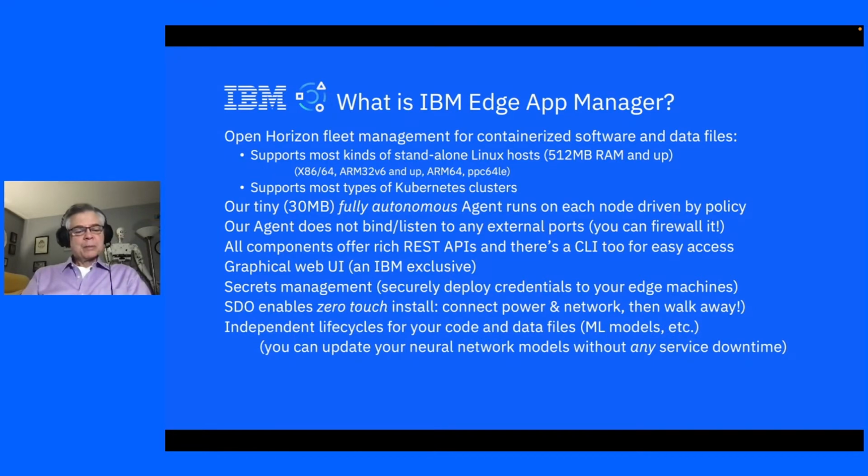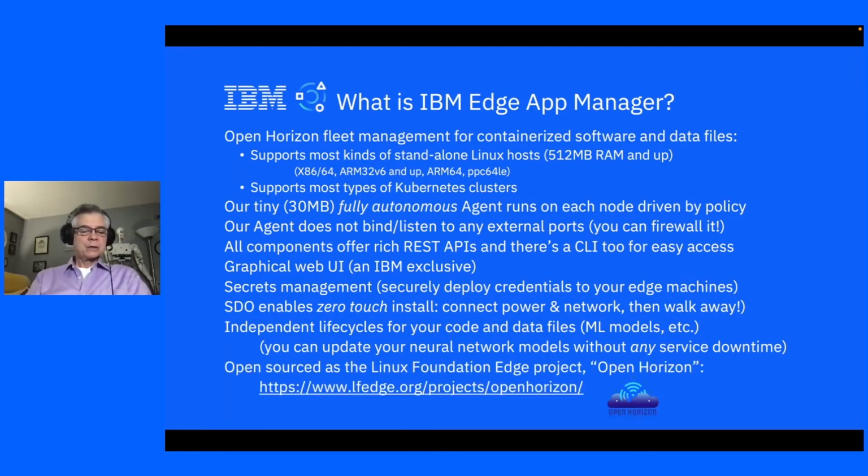We also enable independent life cycles for your code and your large data files, and this is designed for machine learning models, etc. So you can update your neural network model without any disruption to your service. Just bring in the new model and switch over between inferences. And all of this software is open source except for the graphical web UI. It's open sourced as the Linux Foundation Edge project, Open Horizon, and you can take a look at the link there for more information about Open Horizon.